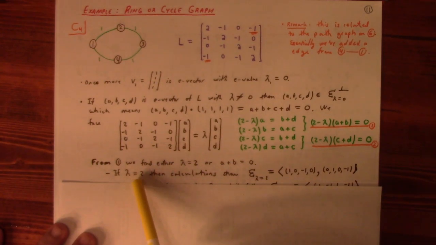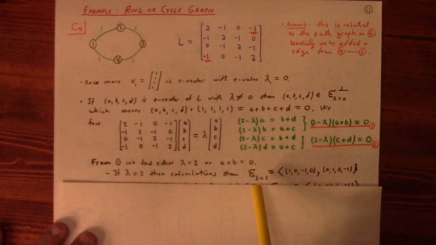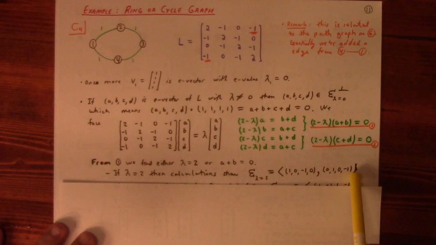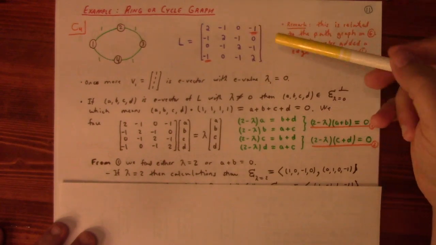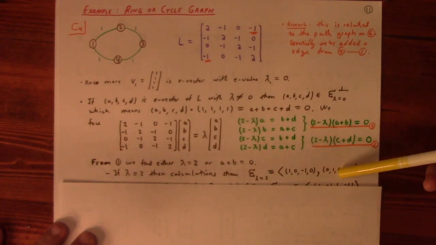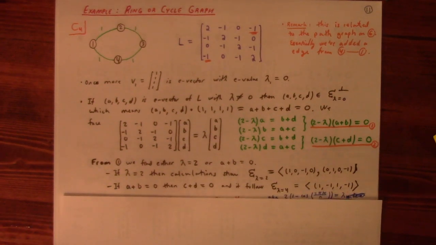So for example, if lambda equals 2, then calculations, which I'm not going to show you, indicate that (1, 0, -1, 0) and (0, 1, 0, -1) are eigenvectors with eigenvalue 2. It's easy enough to take these and check them. If you multiply by that, you'll get twice that. Multiply this by that, you get twice that again, eigenvalue 2.